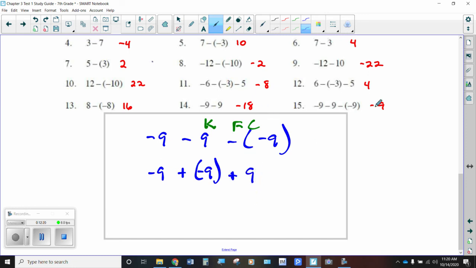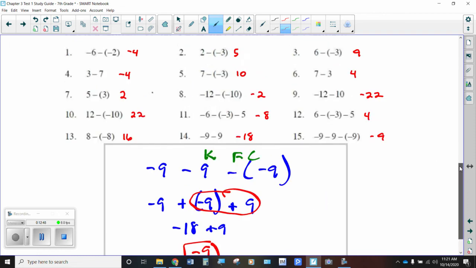So I've rewritten this entire expression by changing all the minus signs to plus signs and changing all the terms directly to the right of those minus signs to their opposites, right? So this became -9 plus -9 plus a +9. That's what we've got here. So we end up with -18 plus 9, or you might have recognized that this right here forms a zero pair. So eventually our answer is just going to be -9.